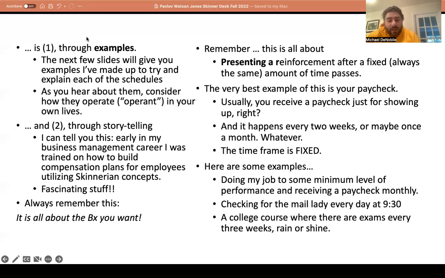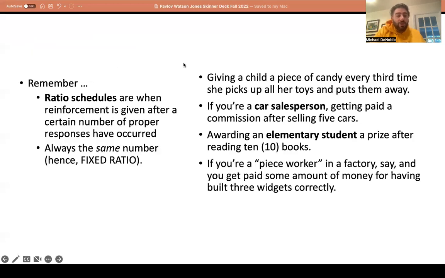Other examples: doing my job to some minimum level of performance and receiving a paycheck monthly, checking for the mail lady every day at 9:30, a college course where there are exams every 3 weeks, rain or shine. There's a certain behavior that we want, and it happens on a fixed schedule. Ratios are when reinforcement is given after a certain number of proper responses have occurred. So it's always the same number, hence the fixed ratio.